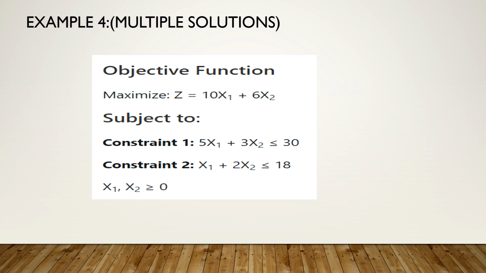Now the next example, I said that there can be some special cases. Let us discuss them. So suppose you need to maximize z equals 10x1 plus 6x2 subject to 5x1 plus 3x2 less than or equal to 30, x1 plus 2x2 less than or equal to 18, x1, x2 greater than or equal to 0.